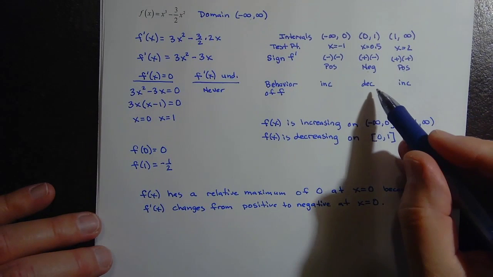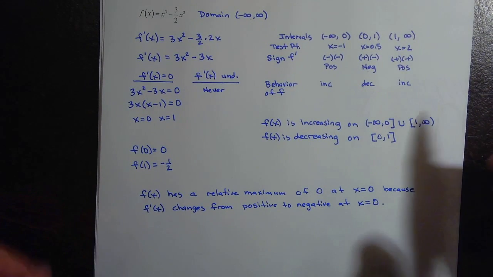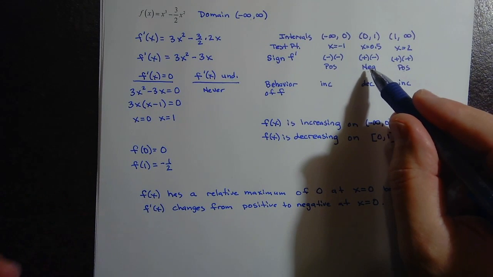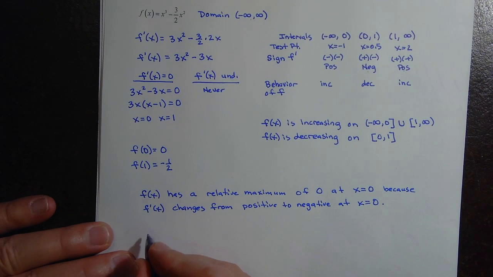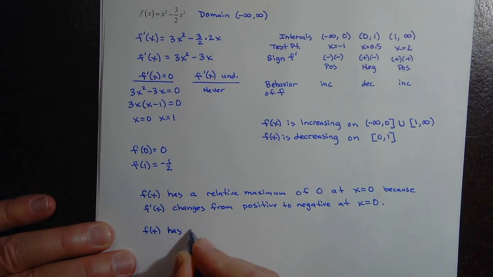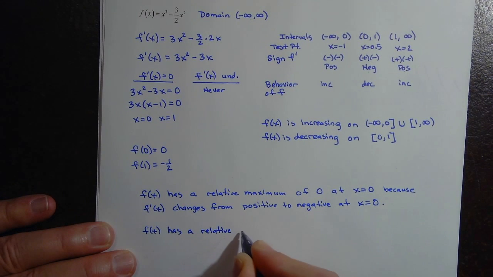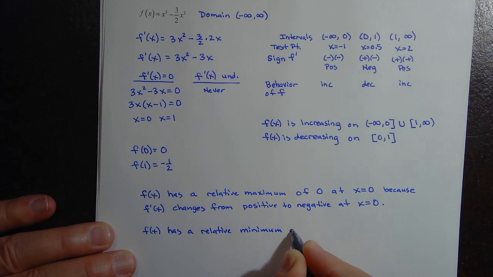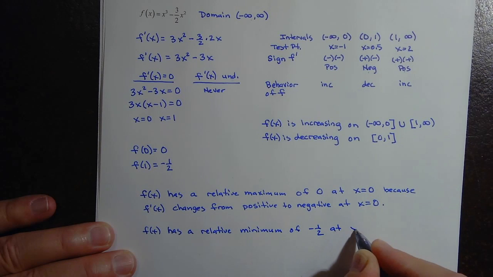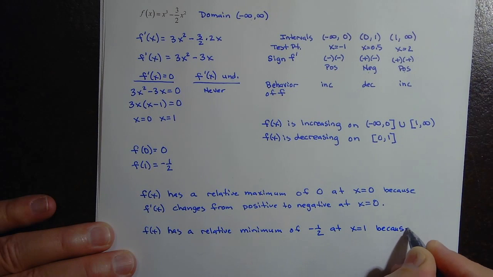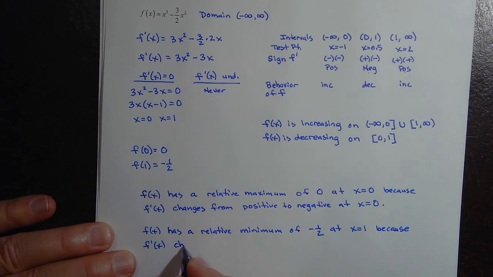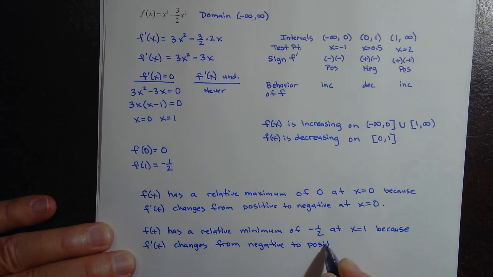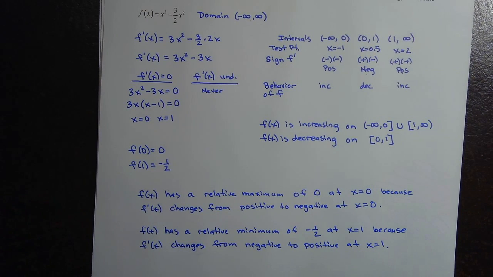All right, now we also have a relative minimum because it changed from going down to going up, right? And so what is that? The derivative was negative, the derivative changed from being negative to positive, okay? So we say f of x has a relative minimum of negative 1/2 at x equals 1 because f prime of x changes from negative to positive at x equals 1. And you've got to throw in that at x equals 1, and up here at x equals 0. You have to add that, okay?